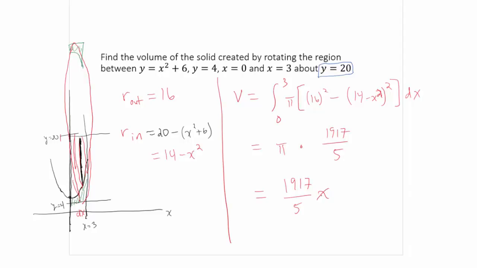All right, so that was how we can approach volumes of solids by rotation, using disks and washers. We have another approach that's called cylindrical shells, and that's in another video.